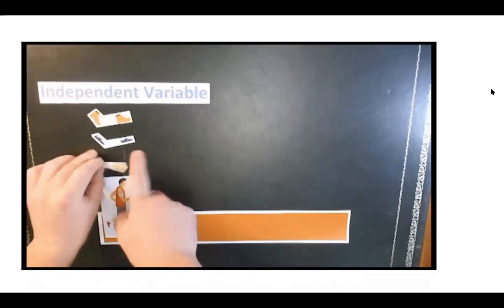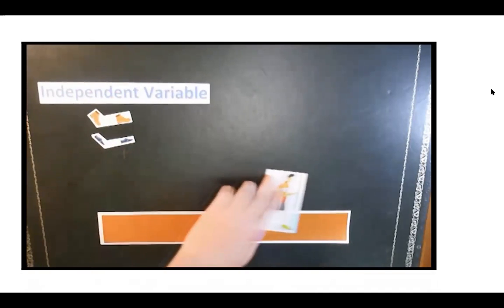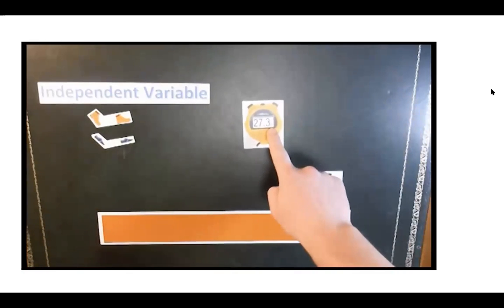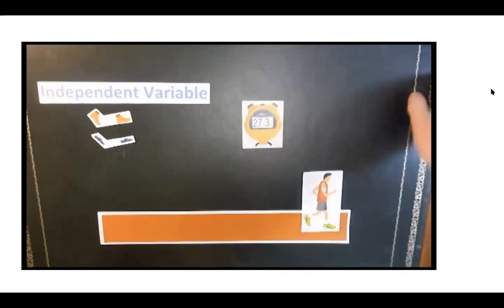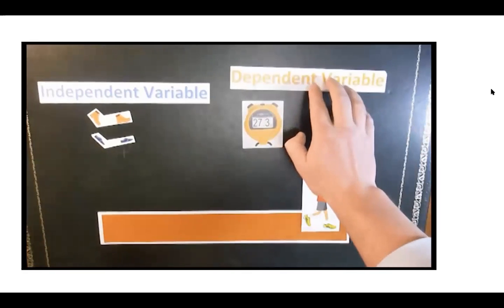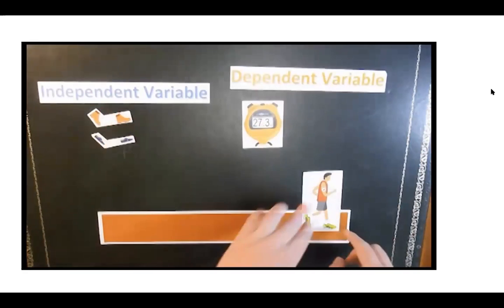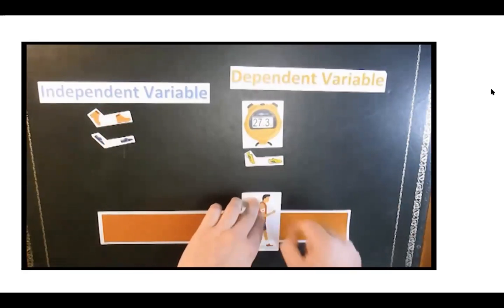So let's put his runners on first. We start the timer, he runs his 100 meters. We stop the timer, and he got a time of 27.3 seconds. And this is the thing that we're measuring. The thing that we're measuring in the experiment is called our dependent variable. It depends on our independent variable. He got a time of 27.3 seconds with his runners.